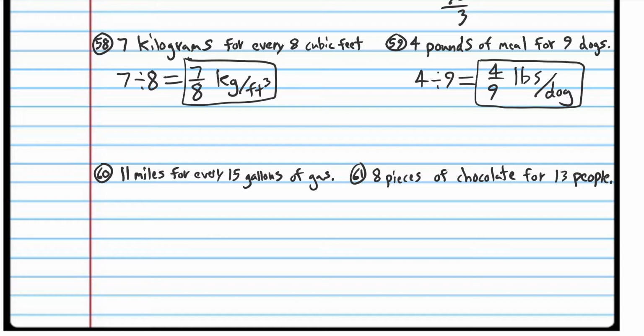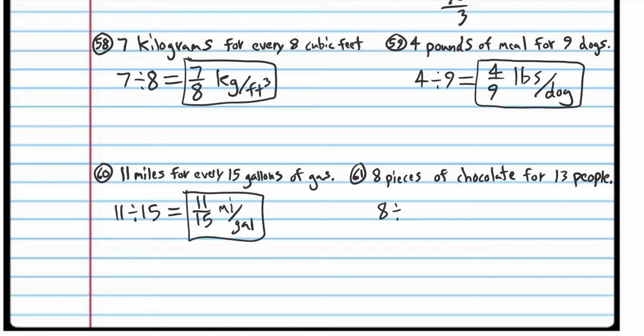All right, we're back. 11 divided by 15. That would just be 11 over 15 miles per gallon. So if you got 11 over 15 miles per gallon, or 11/15 miles per gallon, good job. 11/15 of a mile per gallon is the proper way to say it. 61, 8 divided by, well, why don't you go ahead and try that one, and when you come back, we'll do it together.